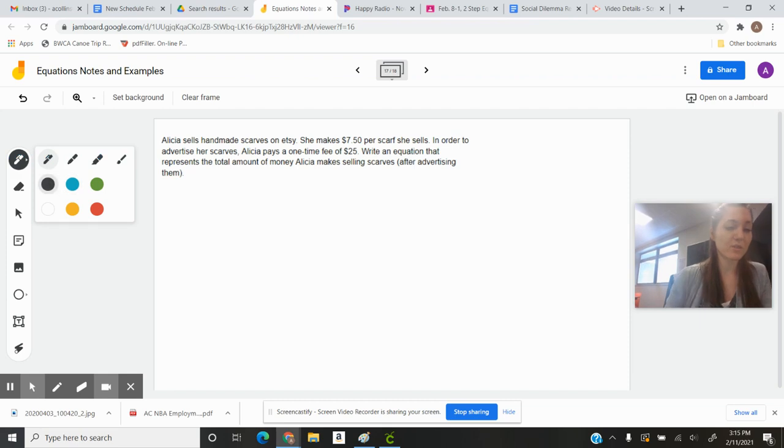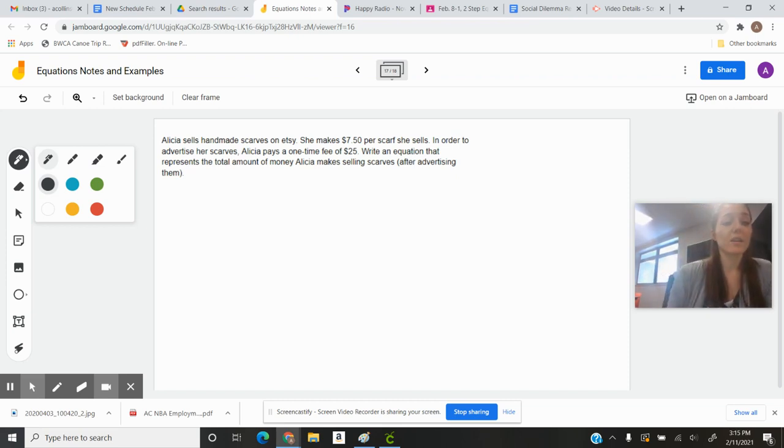Okay, well now we're going to look at those pesky little create an equation from a word problem questions that may or may not look exactly like this on your Friday quiz. It looks exactly like this. Alicia sells handmade scarves on Etsy. She makes $7.50 per scarf she sells. In order to advertise her scarves, Alicia pays a one-time fee of $25. Write an equation that represents the total amount of money Alicia makes selling scarves after advertising them.